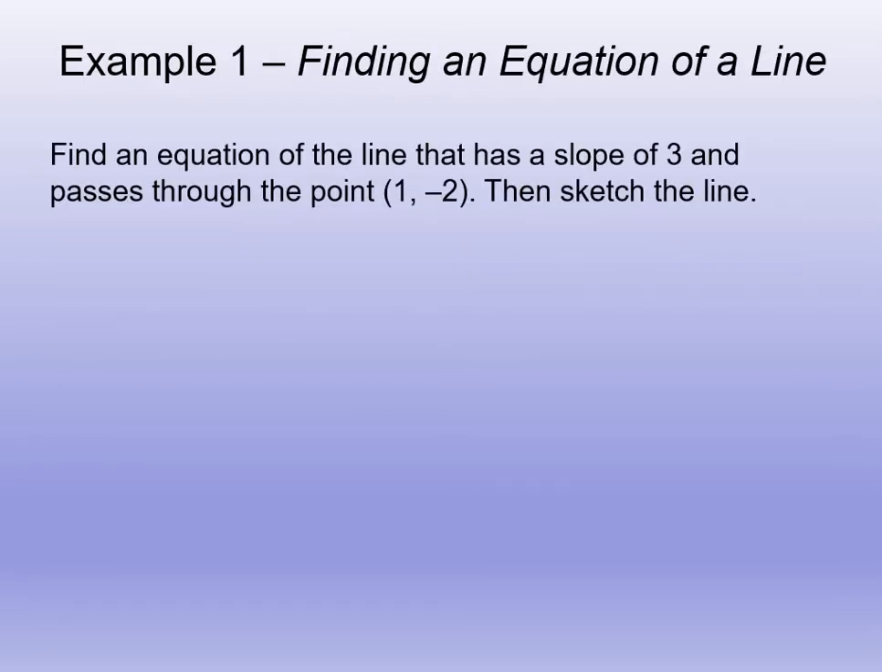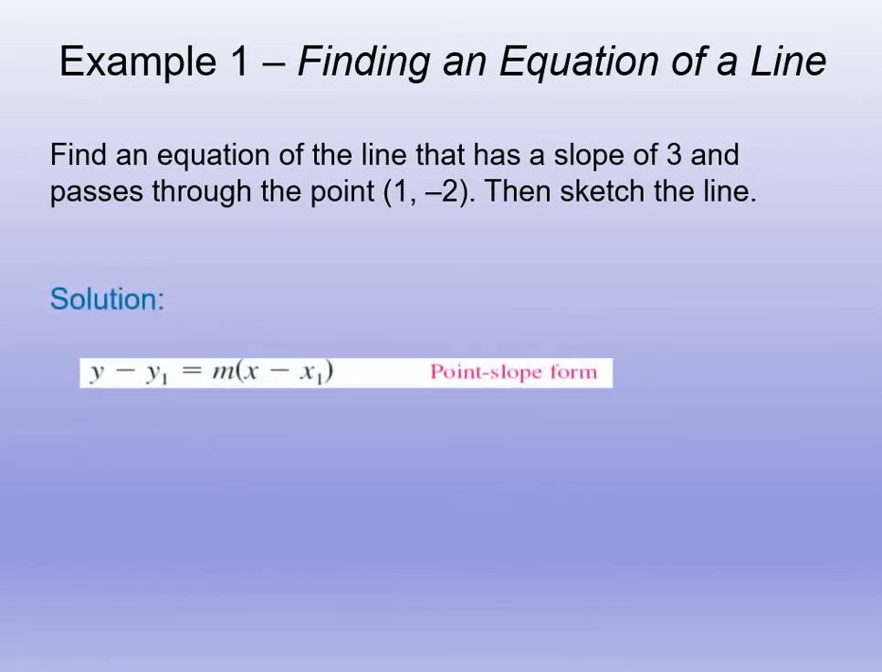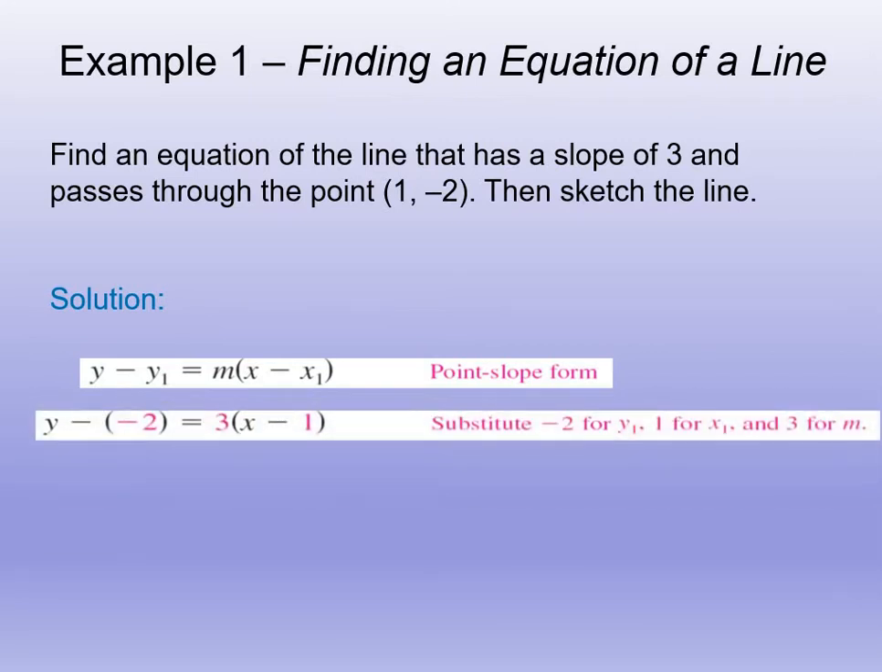Let's do an example just to review. We want to find the equation of a line that has a slope of 3 and passes through the point (1, -2), and then we're going to sketch the line. We define 1 and negative 2 as our x1 and our y1, and m is 3 in this scenario, so we literally just use point slope. We substitute in our x1, y1, and our m into the equation, and we solve algebraically.